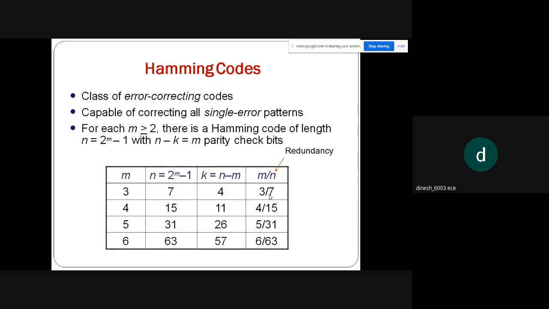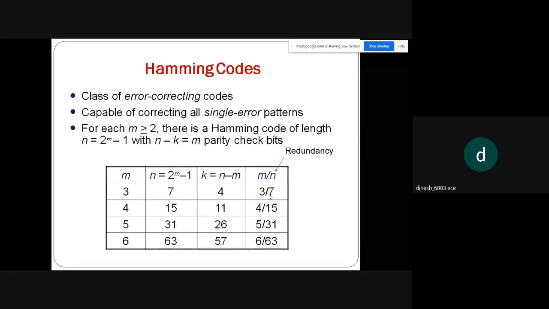Anybody, any idea? For (3,7) we'll be getting 0.43 redundancy. If it is (4,15), we get 0.266 redundancy. If you do for (5,31), we get 0.16 something, 16 redundancy. And if you do for (6,63), we get 0.10, or I think so 0.09, approximately 0.1 redundancy.